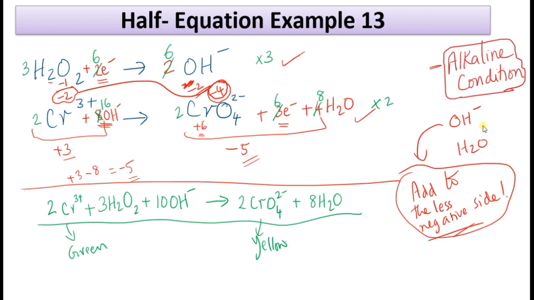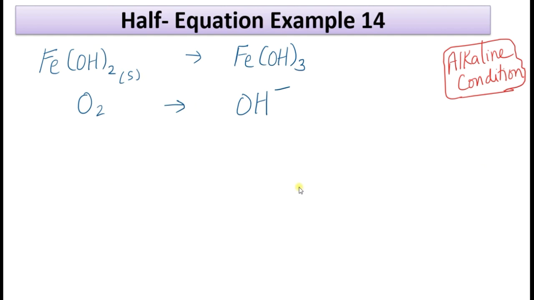So that's the first example in alkaline conditions done. I hope you can do the next one yourself, or at least try that one. So okay, pause this, have a go, and then check. It's alkaline conditions. Remember, you have to add OH minus ions. So alkaline conditions means OH minus and water if required.